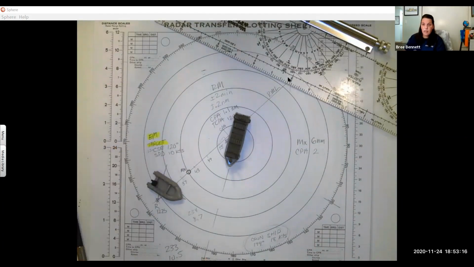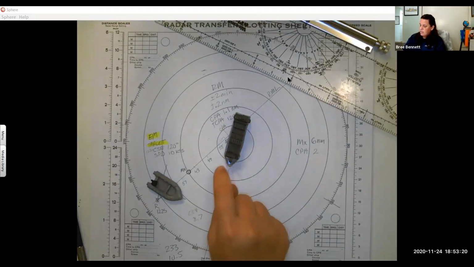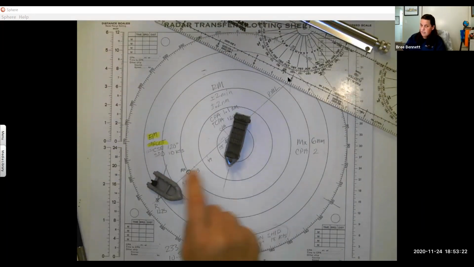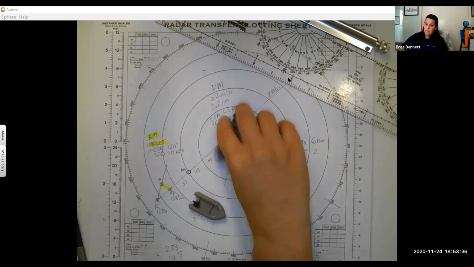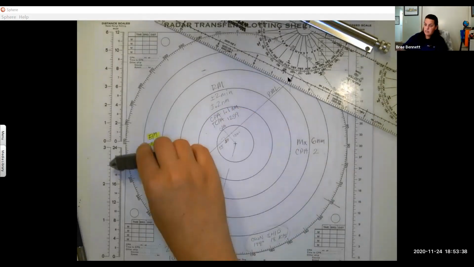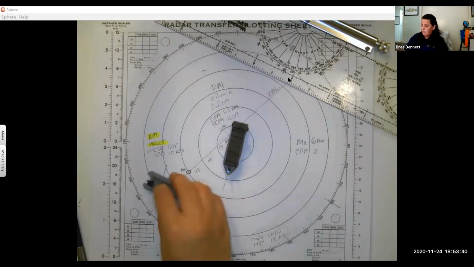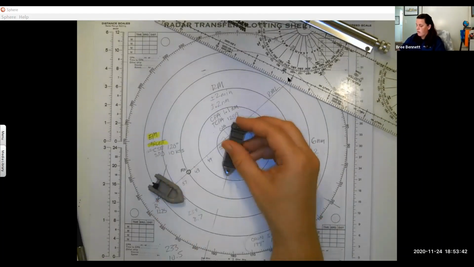There we go. So if we're looking at our ships, I have the guy on my starboard side. I'm on his port side. So I am the give-way vessel. He gets to stand on. I'm going to turn and give way, or slow down. We're going to figure out both.